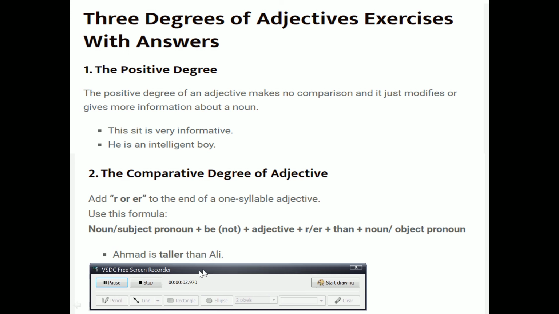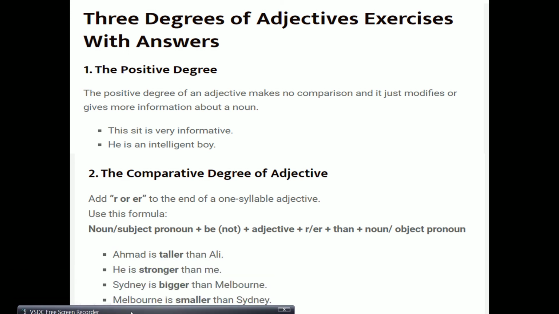Hello children, today we are going to learn how to change the degree of comparison, right? Degrees of adjectives. Degrees are of what? Comparison is made with adjectives, so this is also called degree of adjective.